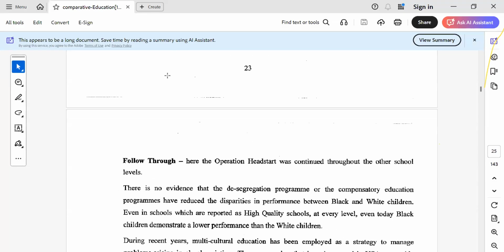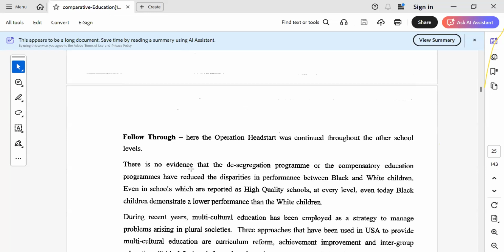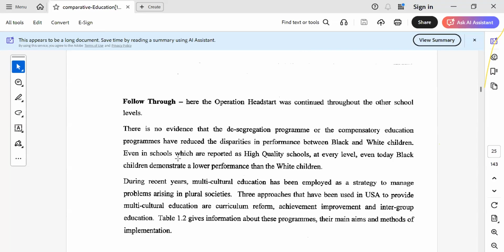And the second decision, Operation Head Start, was continued throughout other school levels. First, they started with preschool and they are continuing with other levels. That means secondary schools. But there is no evidence that the segregation program or compensatory education programs have reduced the disparities in performance between black and white children. Even though they introduced this, primary, secondary, so the state is giving a good education.